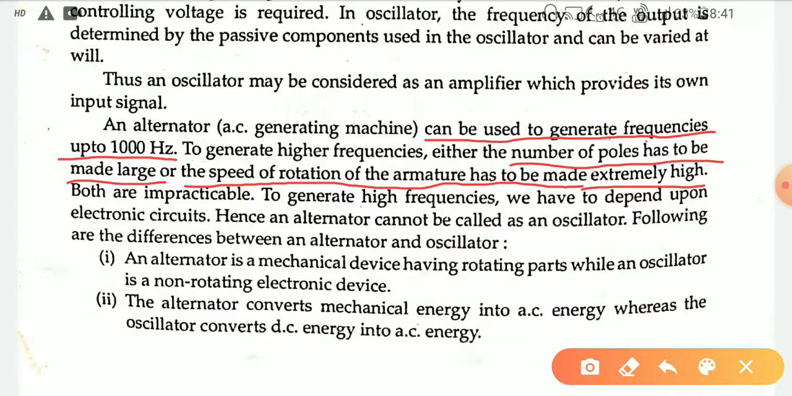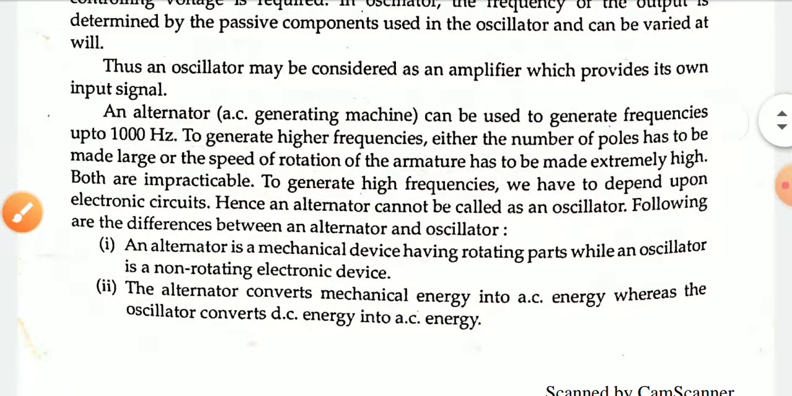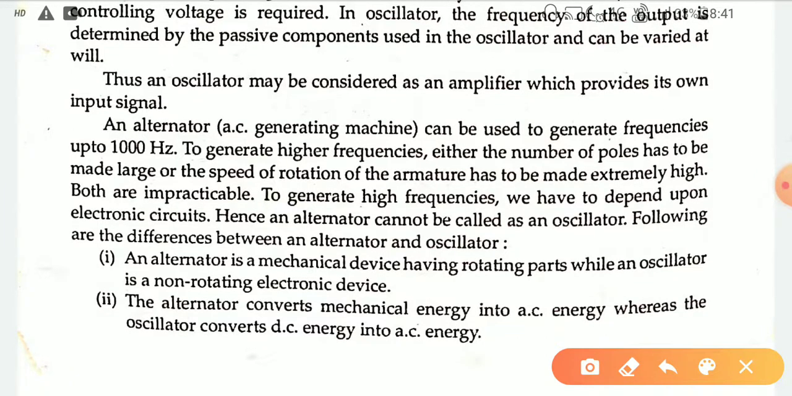After that, you cannot increase them. So the poles will be limited after a certain distance, and you cannot rotate the armature beyond a certain limit. So the frequency generation is also bounded for the alternator. Hence, the alternator cannot be called an oscillator.